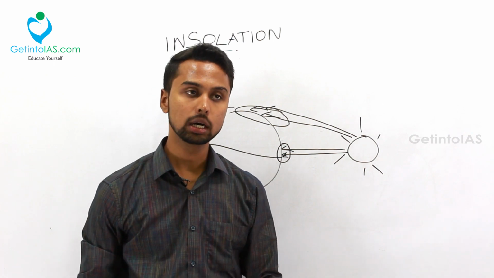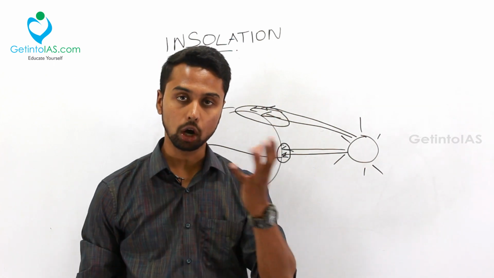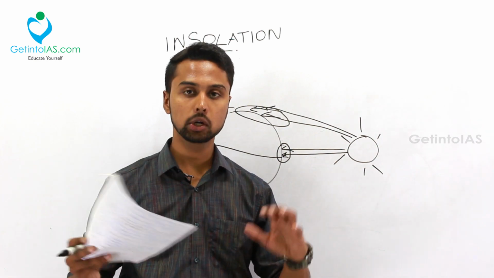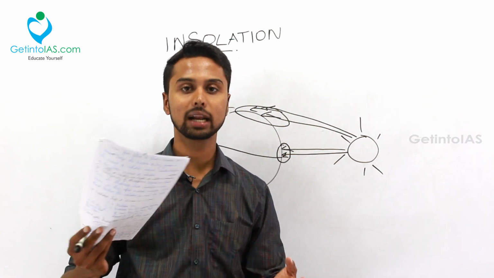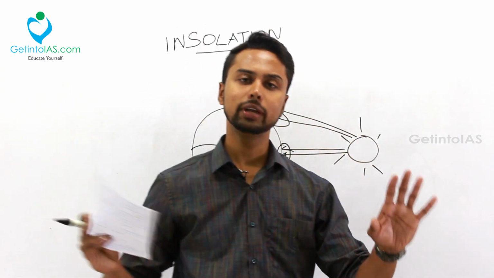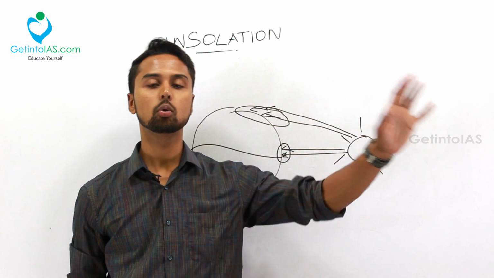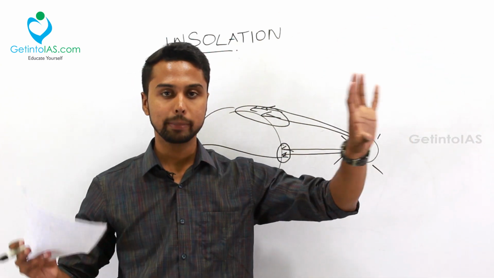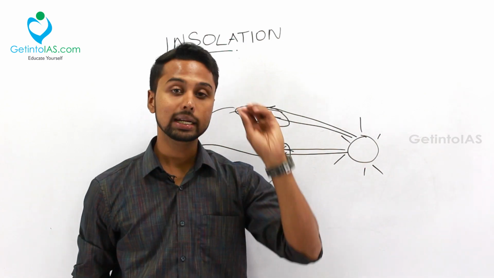The second factor is the duration of day and night. We all know the duration of day and night is not equal. Only on the equinoxes will the duration of day and night be equal. On the remaining days, they are not at all equal. We know the reason for that, so I'm not going to deal with it again. Based on the duration of day and night, the insolation varies.